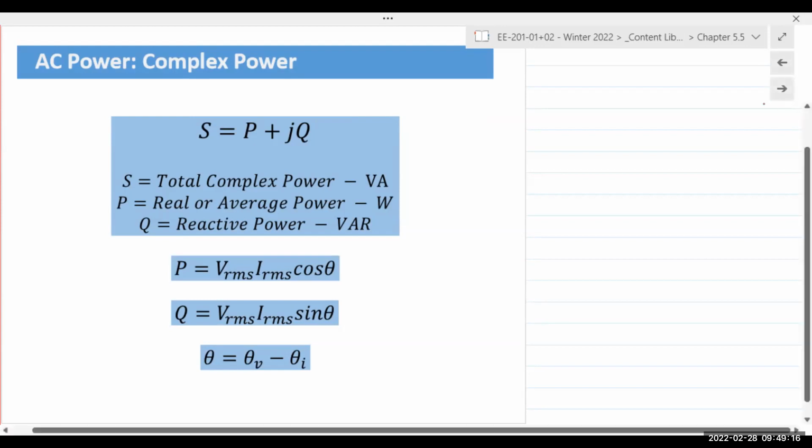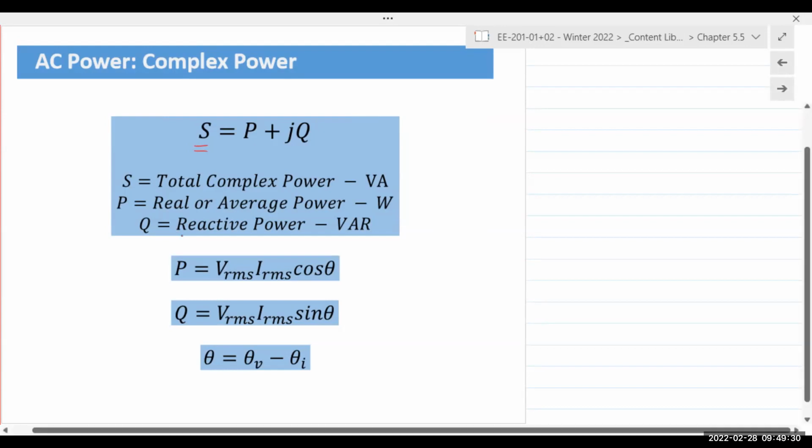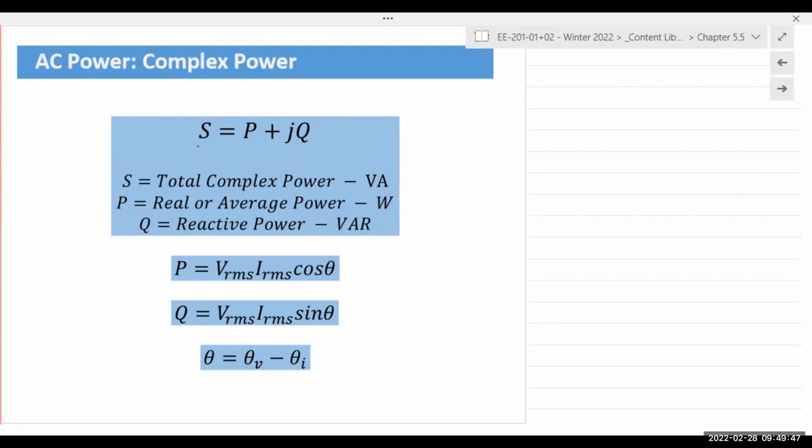So the equations. S is the total complex power. The units are VA, volt ampere. This is very important because you have three different quantities for power. S is the total complex power. Q is the reactive power. It has units of VAR. And P is the real or average power, which we're already familiar with, and has units of watts.